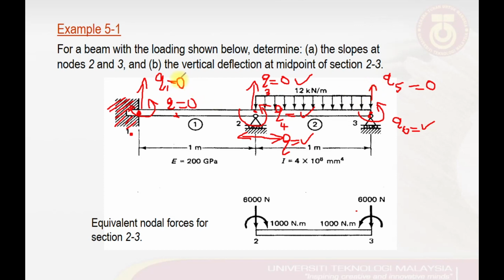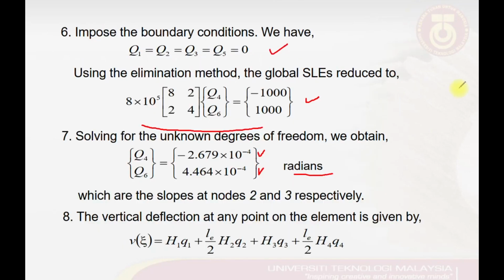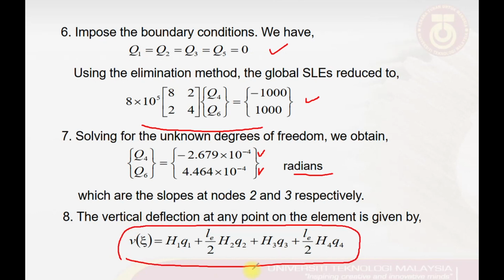In the second question, we are asked to predict the vertical deflection at the midpoint of section 2, 3. So this is our section 2, 3, and we would like to determine what is happening at the midpoint of this element. So the field displacement or deformation at the midpoint within element number 2, between nodes 2 and 3, can be obtained by solving these interpolation equations.